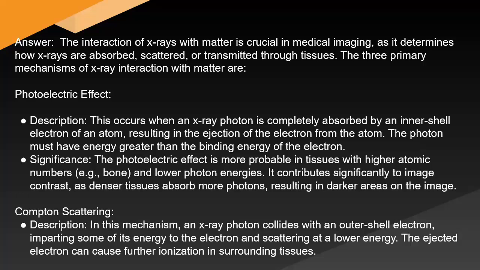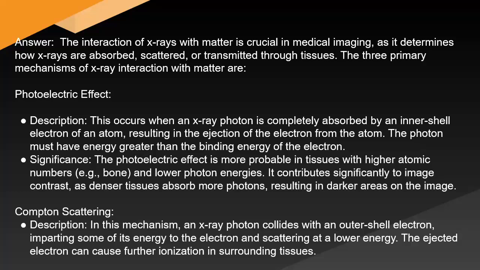Answer: The interaction of X-rays with matter is crucial in medical imaging as it determines how X-rays are absorbed, scattered, or transmitted through tissues. The three primary mechanisms of X-ray interaction with matter are: photoelectric effect. Description: This occurs when an X-ray photon is completely absorbed by an inner shell electron of an atom, resulting in the ejection of the electron from the atom. The photon must have energy greater than the binding energy of the electron. Significance: The photoelectric effect is more probable in tissues with higher atomic numbers, e.g., bone, and low photon energies. It contributes significantly to image contrast as denser tissues absorb more photons, resulting in lighter areas on the image.